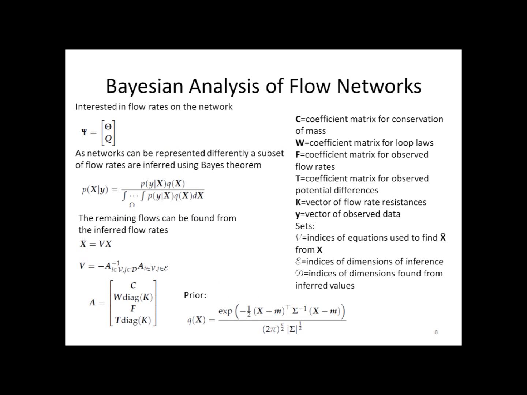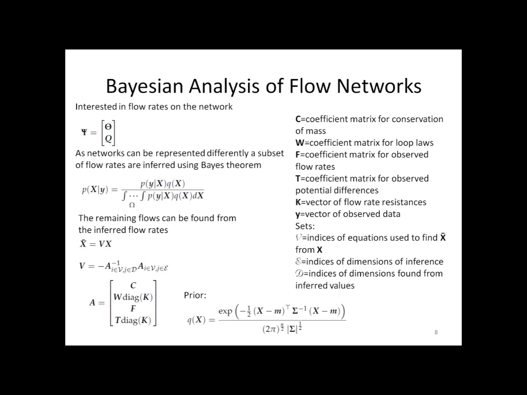All right, to go about analyzing flow networks, what we can do is define, to begin with, that we are interested in our external flow rate represented with theta and our internal flow rate represented as q. We can note Bayes' rule. Now, as I discovered with the maximum entropy method, Bayes' method also has the same issue, that if you change your network representation, you will get a different inference.